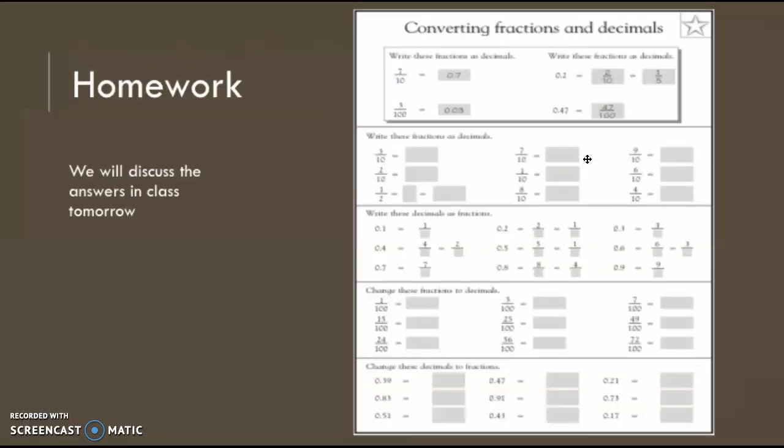And for our homework tonight, we have another worksheet that goes over converting fractions and decimals, which we just went over again. So I will pass out a copy of the steps for converting fractions and decimals, and you will need to complete this homework for tonight, and then we will go over the answers tomorrow in class.